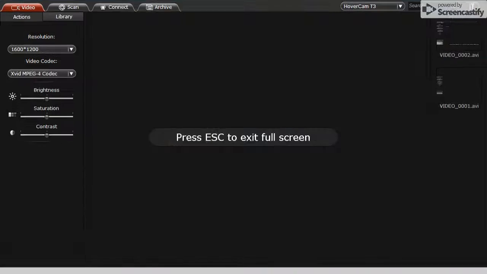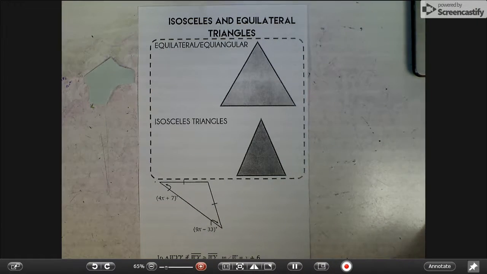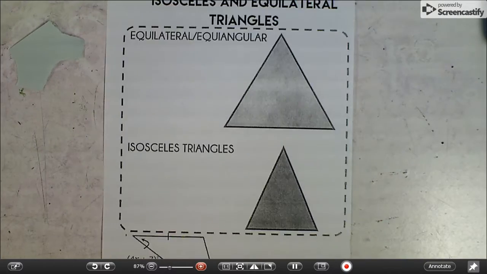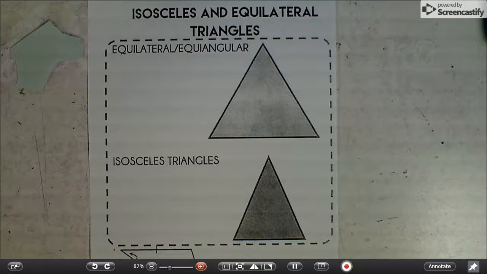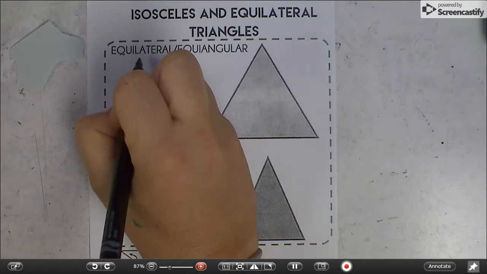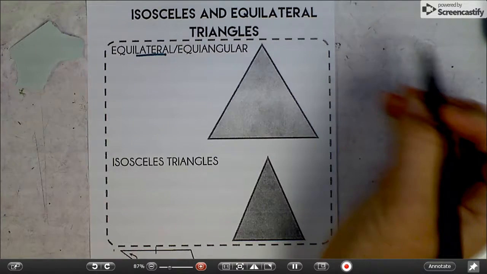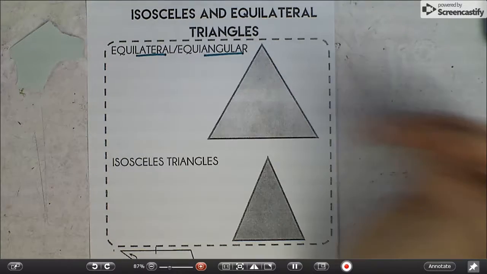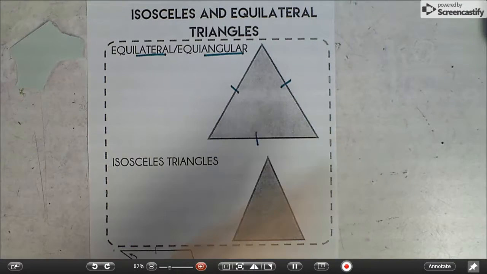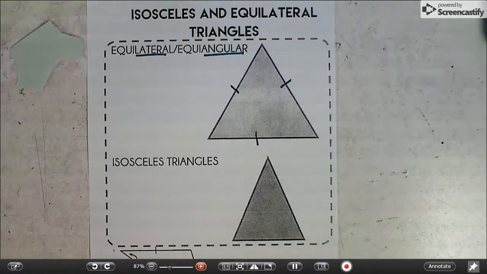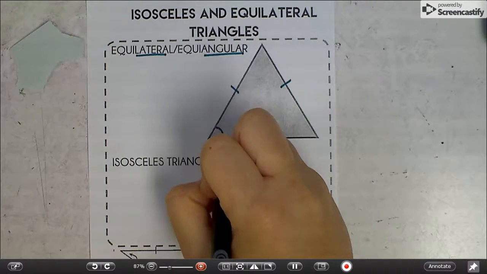Now we're going to talk about isosceles and equilateral triangles and how to use those to solve equations and find angles and all of that good stuff. So equilateral means equal sides. Equiangular means equal angles. So all three sides of this triangle are congruent to each other, and all three angles are.